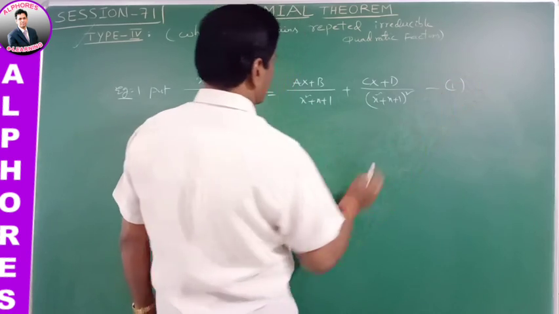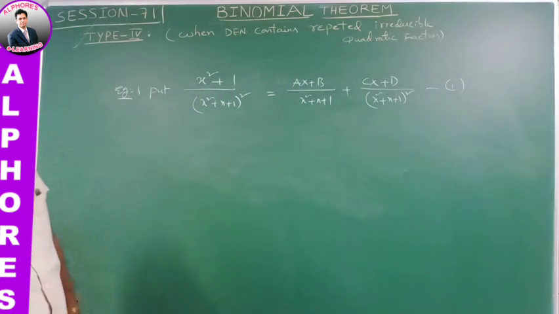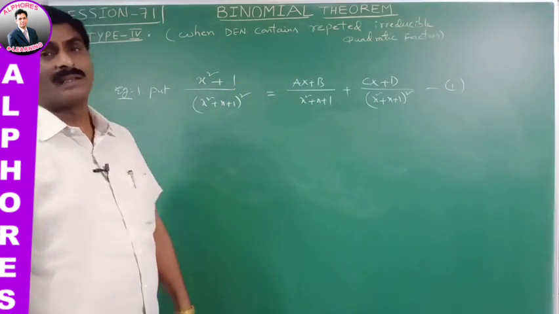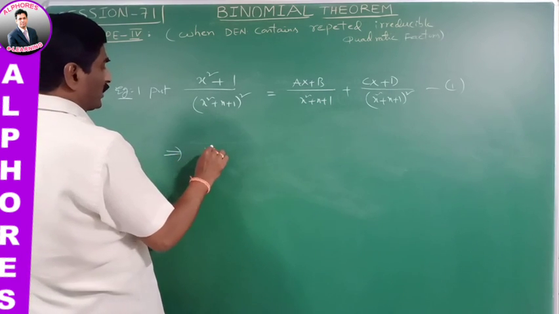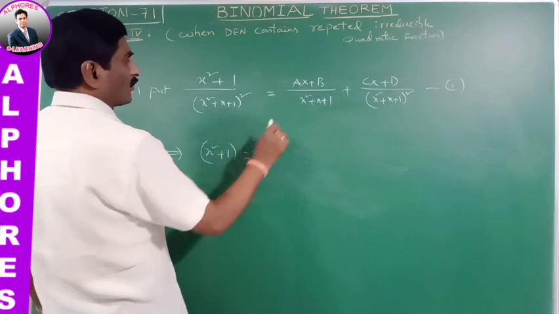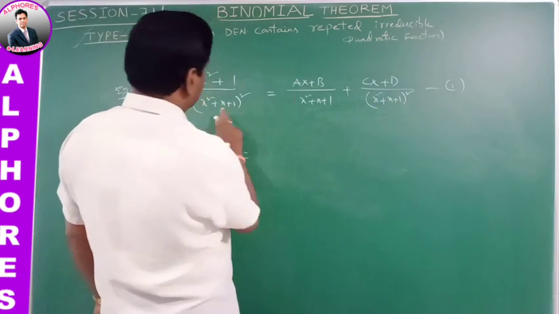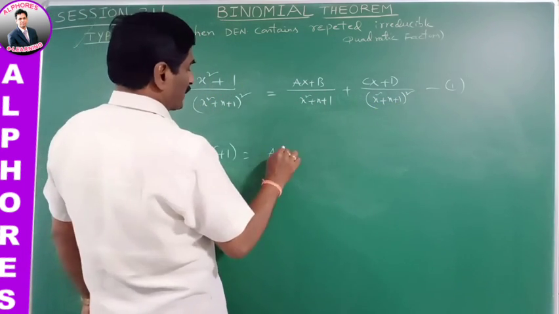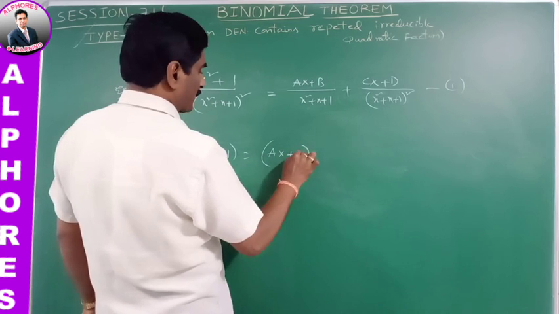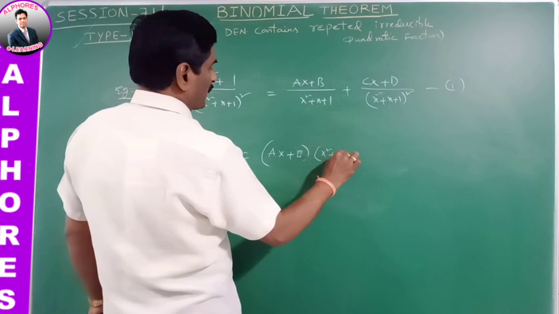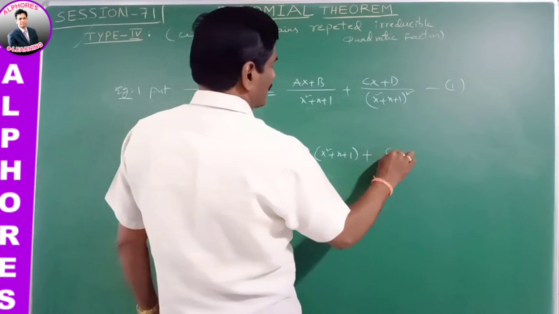These are the partial fractions. Now we find a, b, c, d and substitute those values in this equation. We get the required partial fractions. After LCM, it can be reduced into x square plus 1 is equal to, what is the LCM here? x square plus x plus 1 whole square, denominator cancel. That means (ax plus b) into (x square plus x plus 1) plus cx plus d.